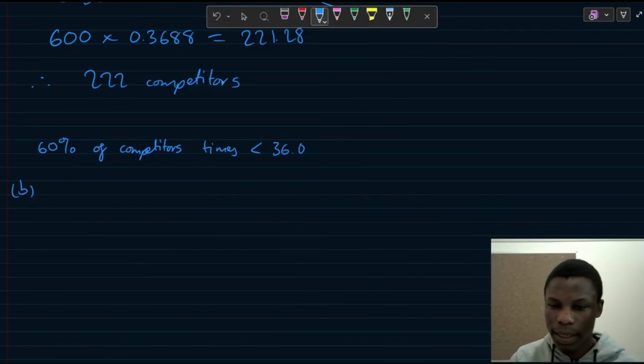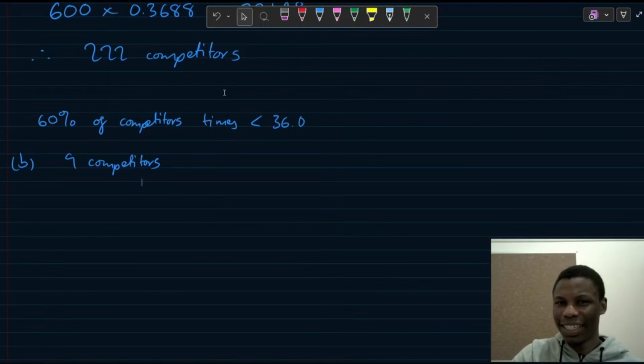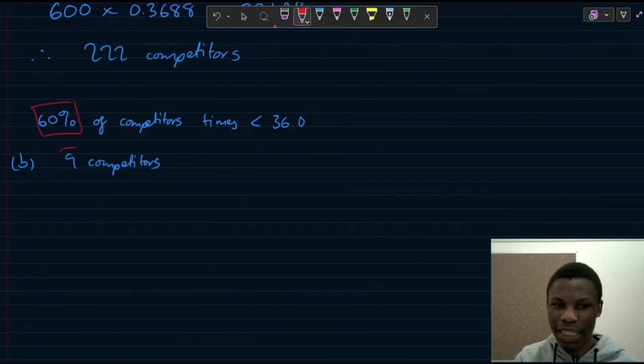Part B says 9 competitors who took part in this Saturday's event are selected at random. So we're taking 9 competitors. And the question says find the probability that at least 2 and fewer than 8 of these competitors had times less than 36.0 minutes. So hopefully you can see that this is now a binomial distribution question. This is probability of success. This is your fixed number of trials.